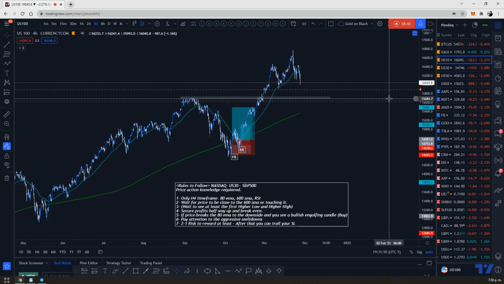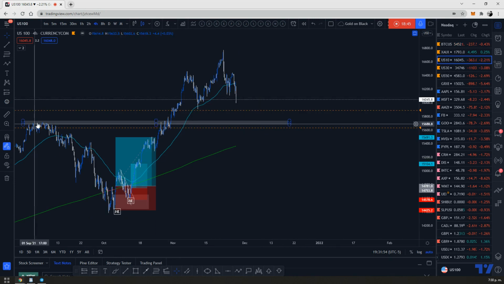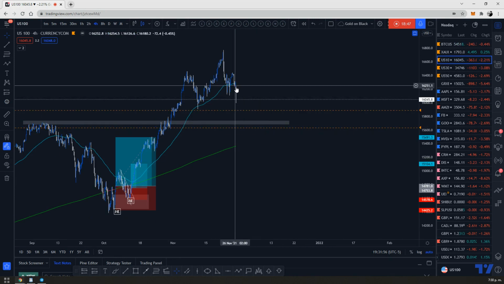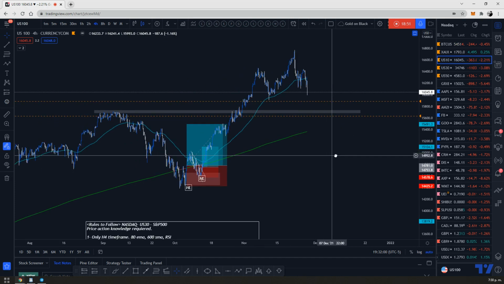So what do you think is going to happen now with Nasdaq? Is it going to drop? Is it going to reach these previous highs? Is it going to get closer to the 600? Let's see what's going to happen next week.